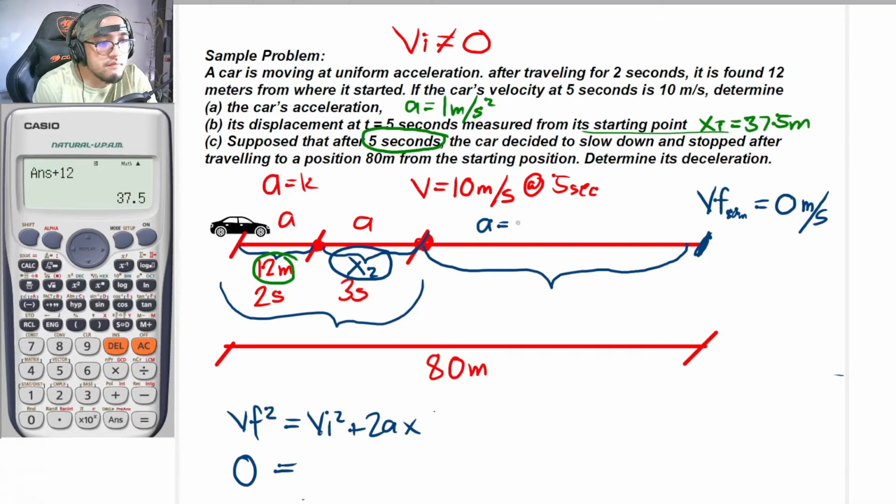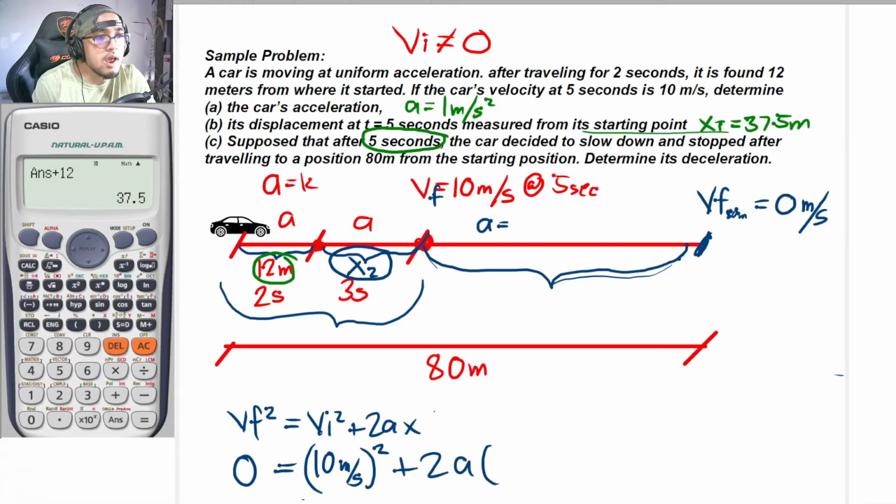So with that, the part that you are analyzing, the VI there is just 10 meters per second. So ito na yung VI ngayon. So kanina VF siya if you are considering this. And this time, if you are considering this, it is now your initial velocity. So your initial velocity right now is 10 meters per second. So of course, you would be squaring this, plus twice the acceleration, which is the one unknown, times x. So once again, I am only considering this distance, not the 80.